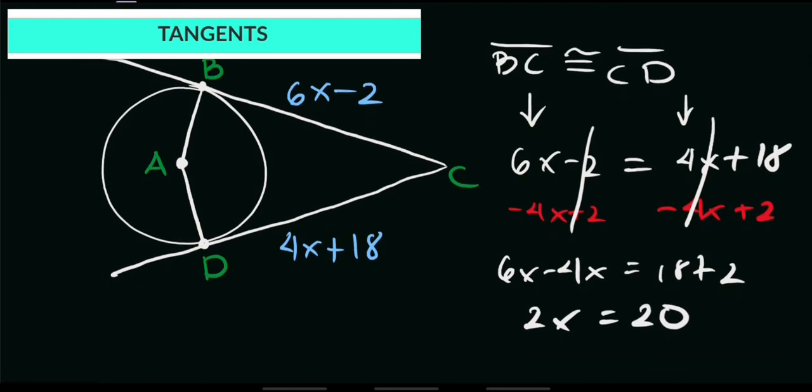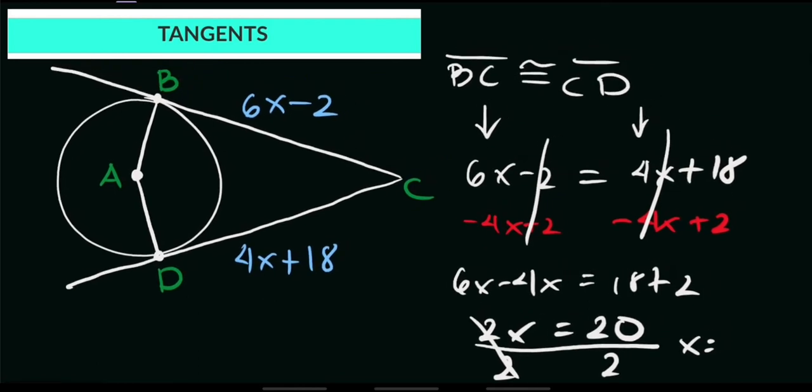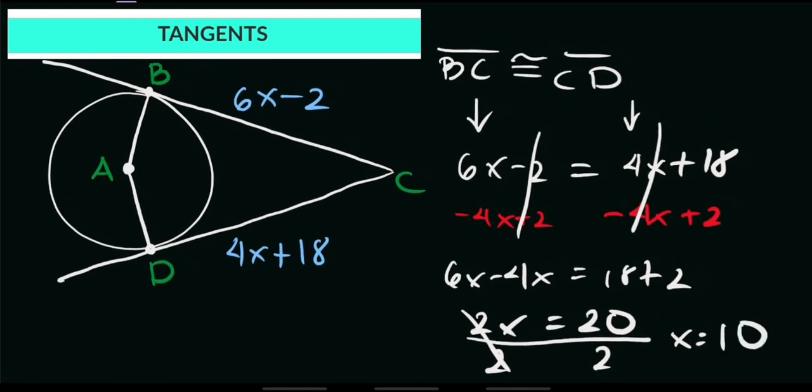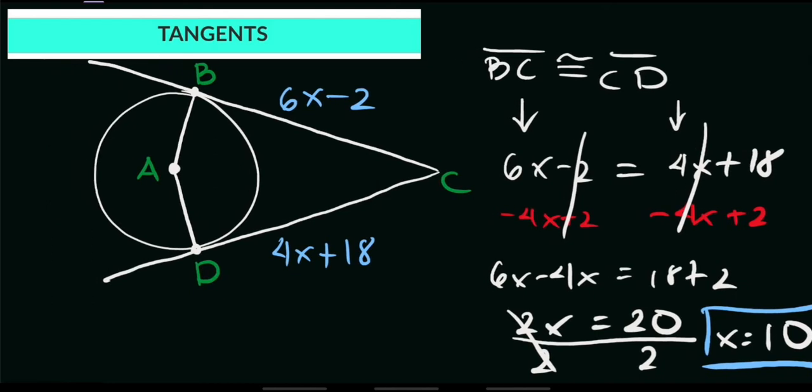Divide both sides by 2, cancel out. Therefore, the value of x is equal to 20 divided by 2, that is equal to 10. So that is our answer. Again, just equate their values and solve for the value of x. That is for question number 3.